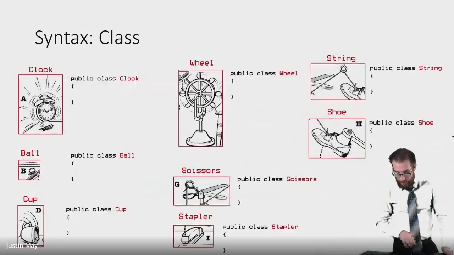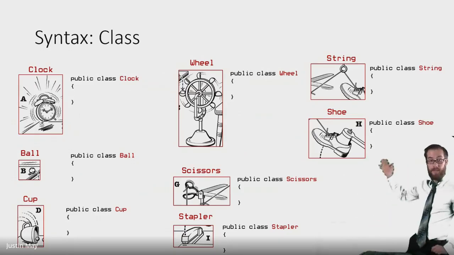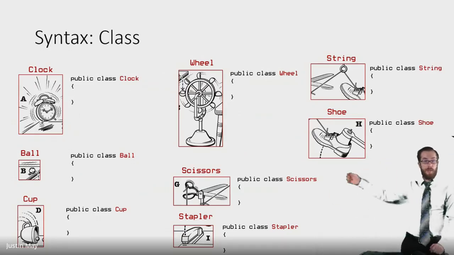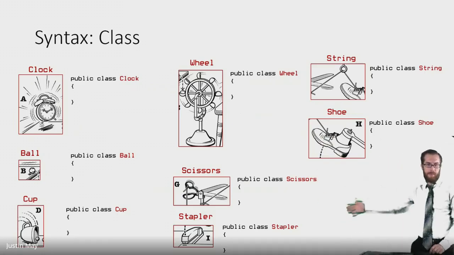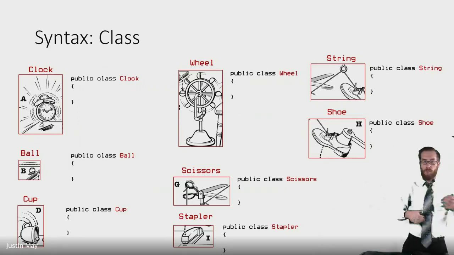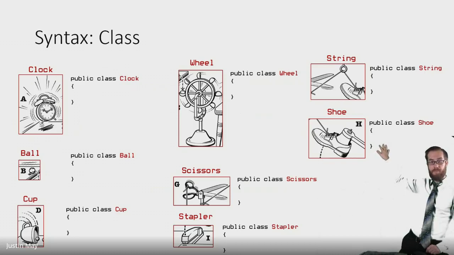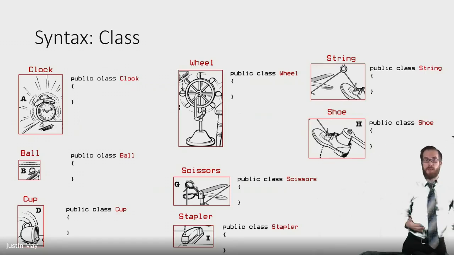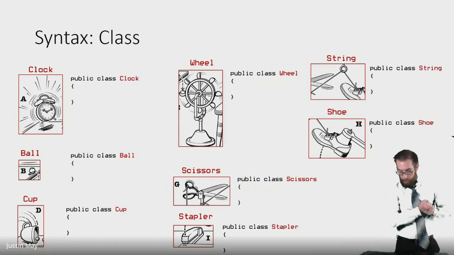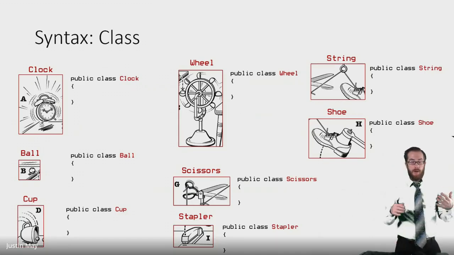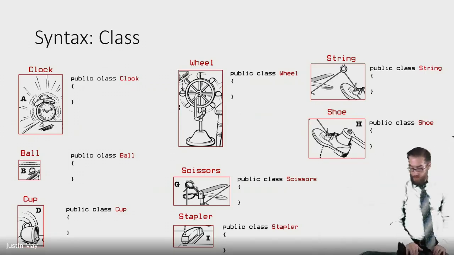So when you've got a program and you've split this program into a bunch of objects, you are going to write a class for each object. So in this example, we've got a clock class, a ball class, a cup class, a stapler, scissors, wheel. All of these will be in their own files, and they've defined their own class header with a body that will have some other code. We'll talk about what that other code that goes in the class body is. But every single object in your program has to be represented by a file that defines the class.